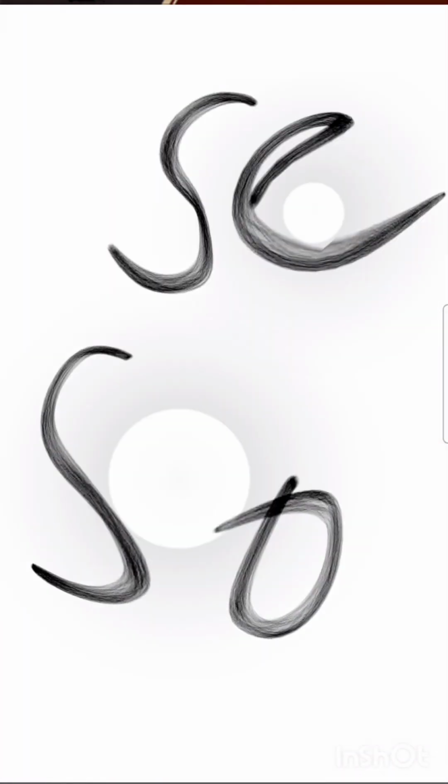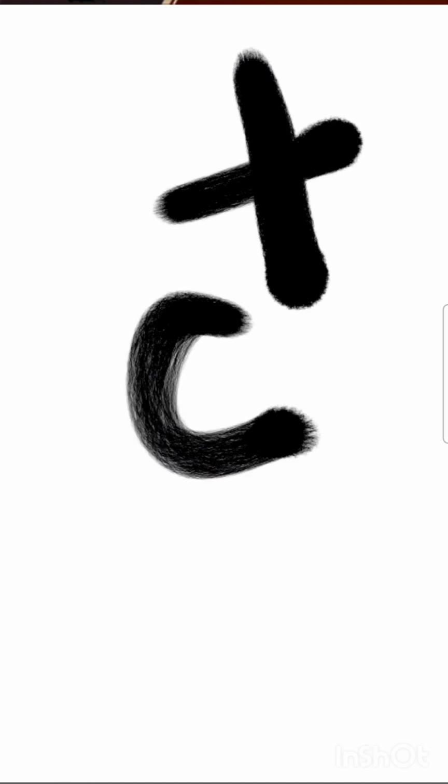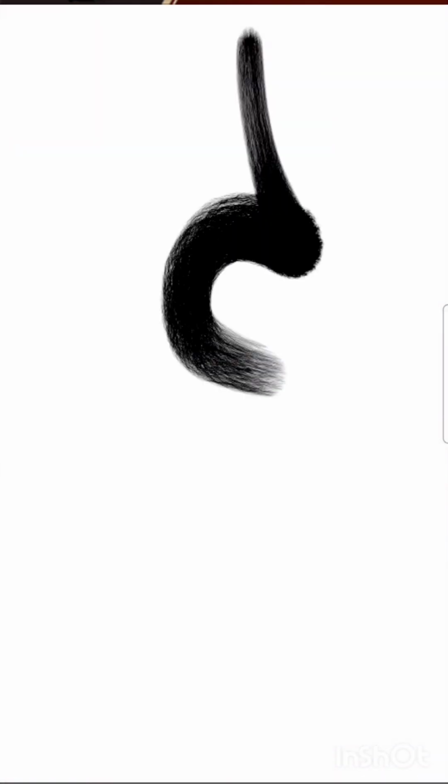So today we are going to start the third letters of Hiragana. So that is Sa, Shi, Su, Se, So. Let's start. So the first one is Sa. So this is Sa. Okay.